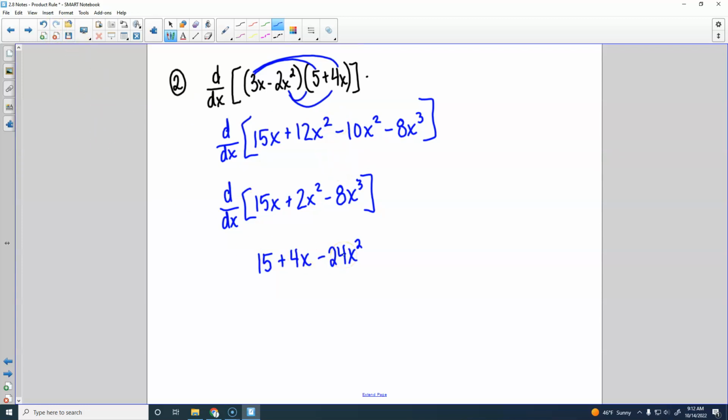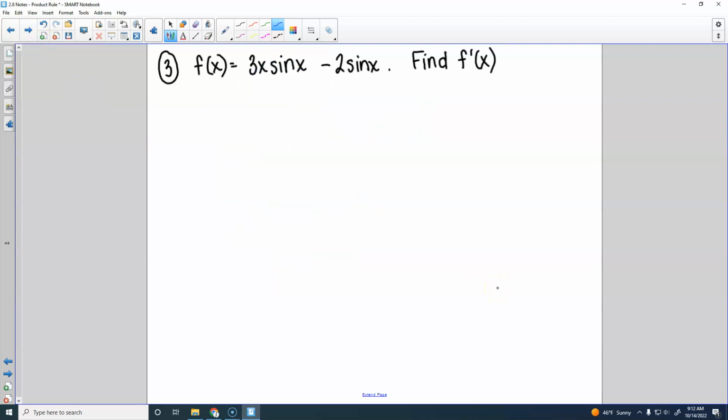However, there are problems where there is no option. You can't do it the other way. So let's look at another one of those. So here's a new example. So this will be number 3.